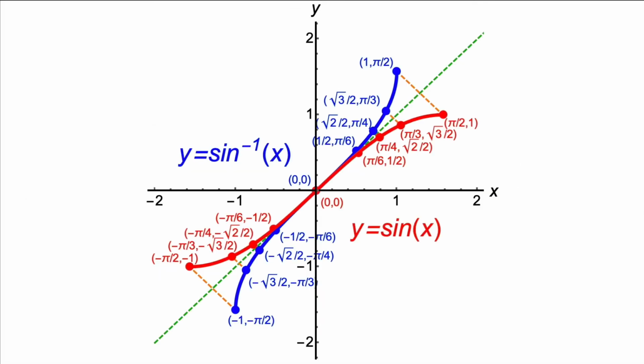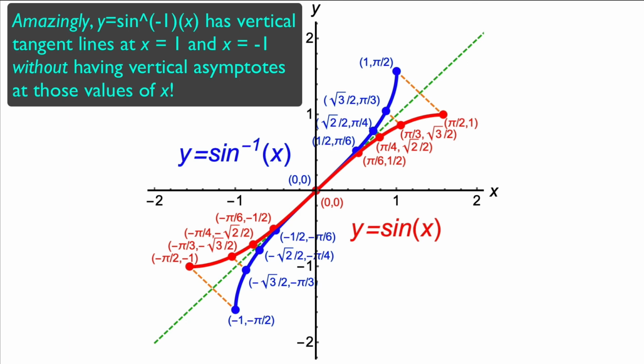The graph of the inverse sine function is shown here in blue. It is the reflection of the graph of the sine function, which is in red, across the line y equals x. Notice that this piece of the red graph, where x goes between -π/2 and +π/2, represents a one-to-one function. It passes the horizontal line test. No horizontal line goes through it more than once.